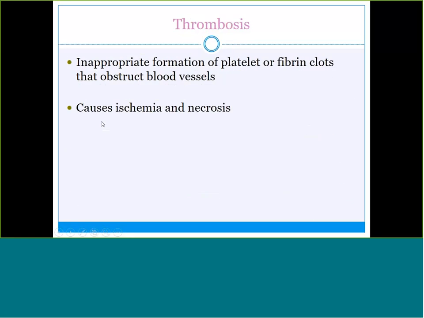Of course, you can always read those, but thrombosis is a word that means inappropriate formation of platelet or fibrin clots. It's some sort of clot, whether it be platelet or fibrin-based, that is obstructing your blood vessels, resulting in ischemia and necrosis. So again, ischemia basically means really slowed down blood flow because you're starting to have a blockage, and then necrosis would be tissue death.